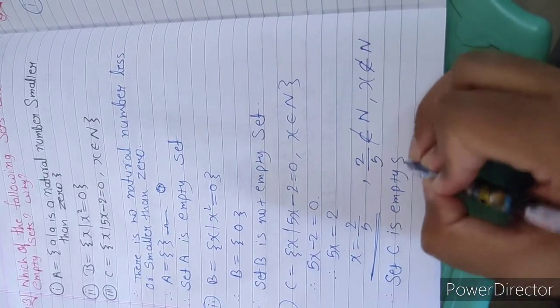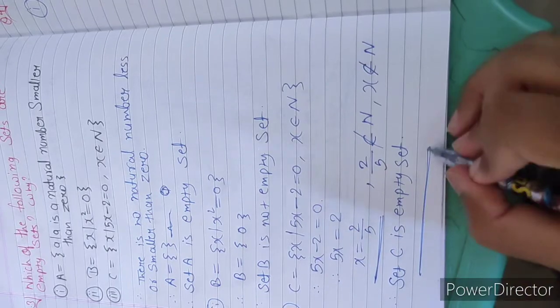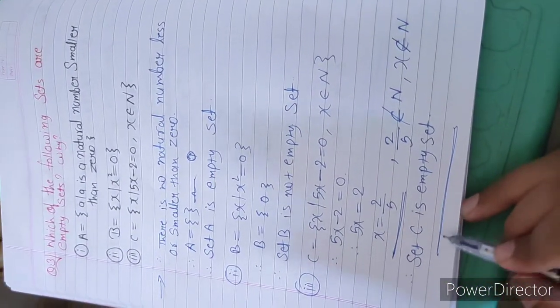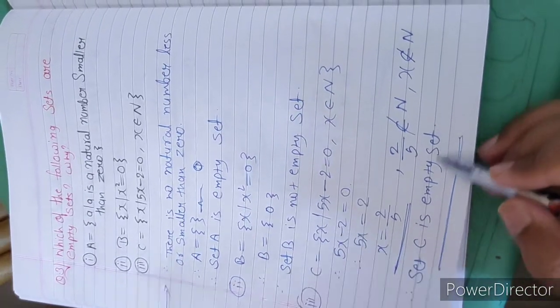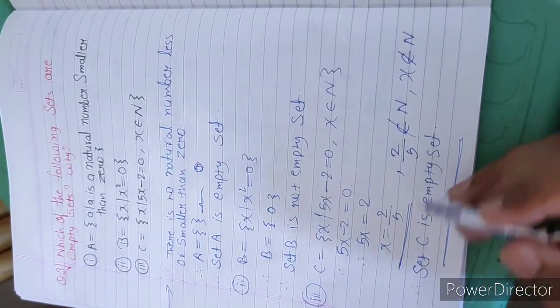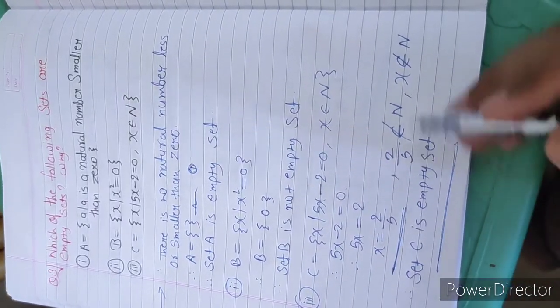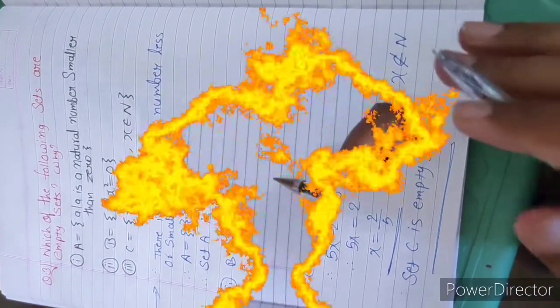empty set. Okay, here we did not get any values, so we can conclude easily that set C is an empty set. If we got any values, then we cannot conclude that this is an empty set. Okay, we have to write that this set is not an empty set.